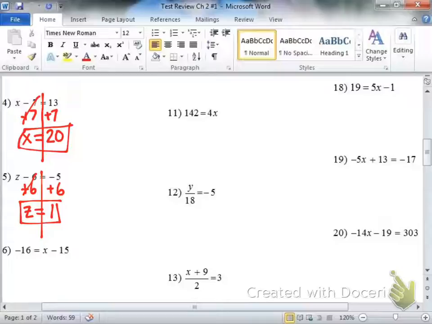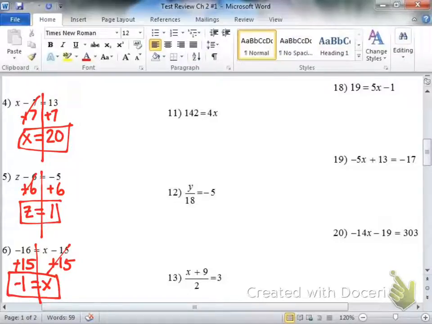All right, number 6. Add the 15. Good. Remember, try to keep track of what's bothering the x. The -16 is already on the other side of the equal sign, so that's really good. We don't want to mess with it. We want to mess with the 15. What is -16 plus 15? -1. So -1 equals x, or x equals -1 if you want to rewrite it.